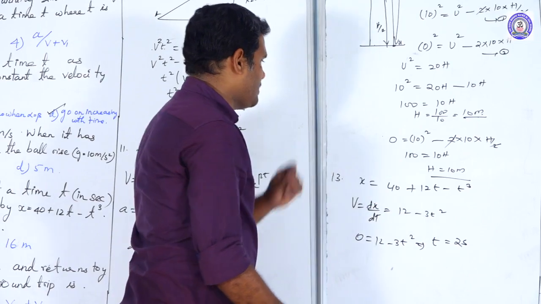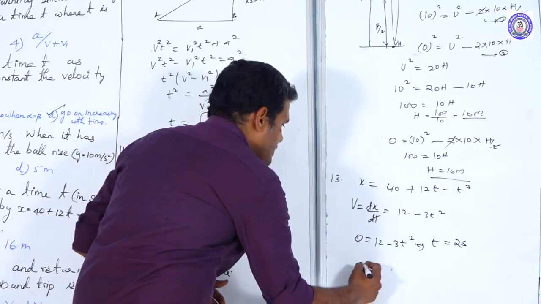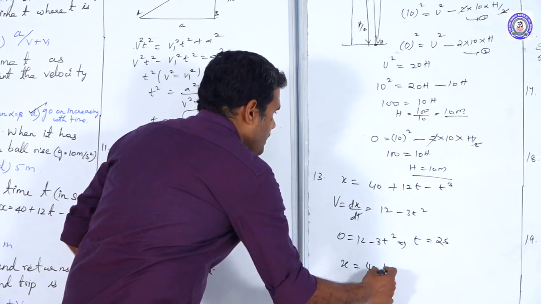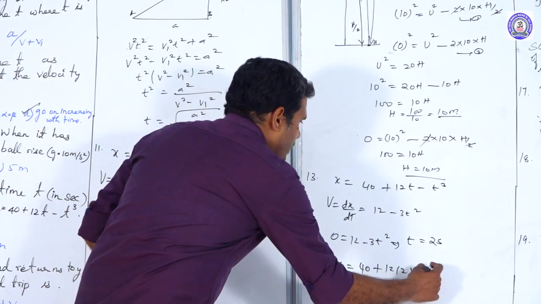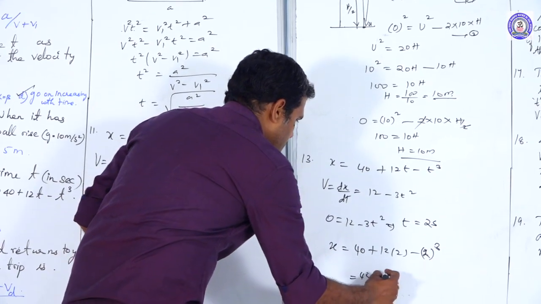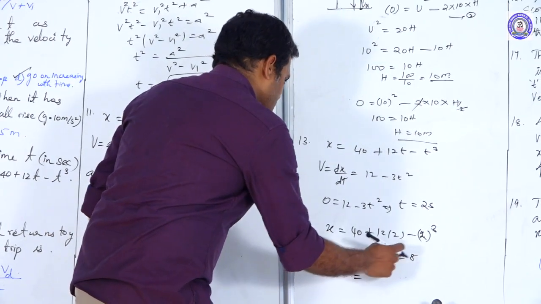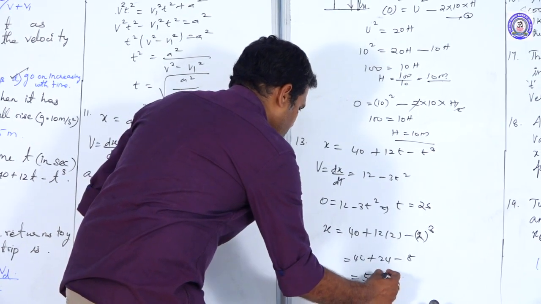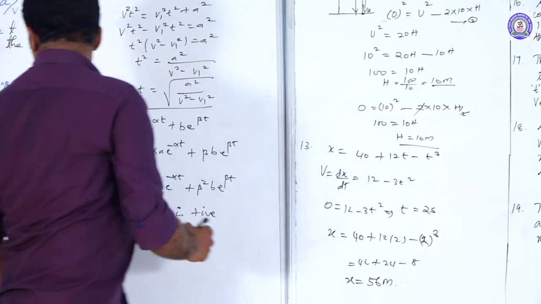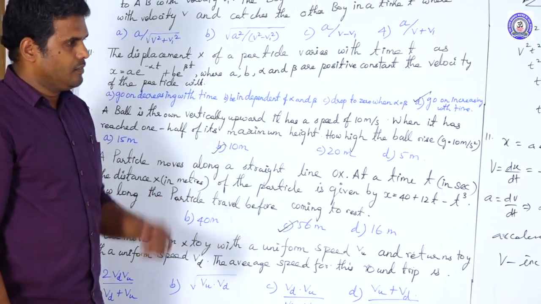Substitute this time in the given expression, so that you can calculate the distance traveled. x equals 40 plus 12 into 2 minus 2 cube. So 40 plus 24 minus 8, then this will be equal to 64 minus 8, 56 meter. So before coming to rest, the body will travel a distance of 56 meter.